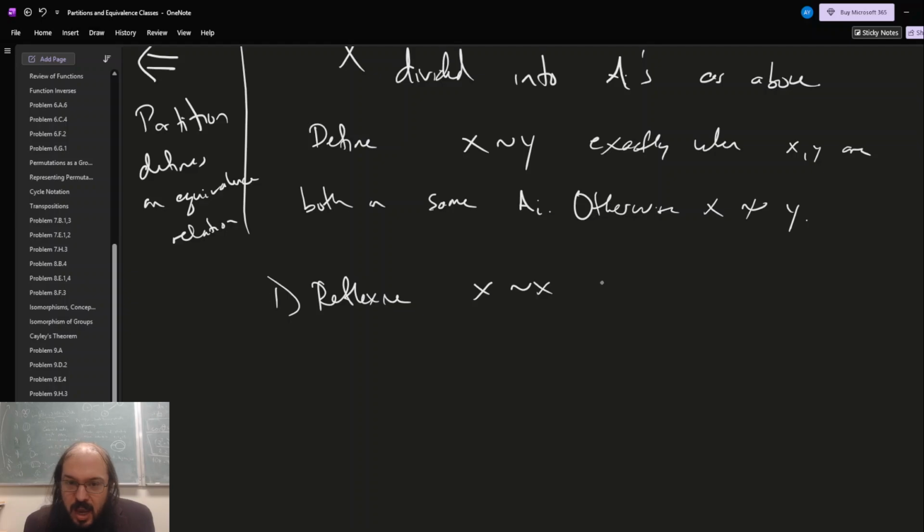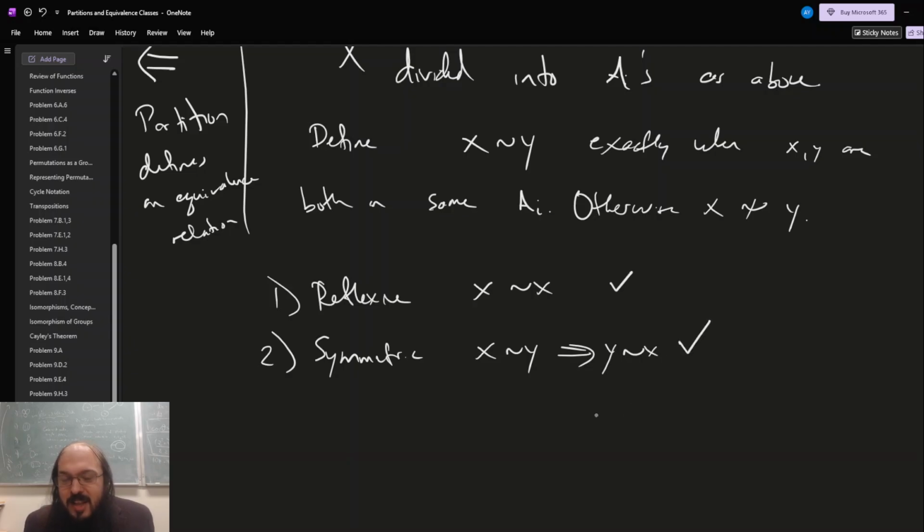Is X in the same class as X? Well, being in the same class is the same thing as being in the same partition set. And of course, every element is in the same A_i as itself. For symmetric, I have to see that if X and Y are in the same A_i, then if Y is in the same class as X, X is in the same class as Y. Now we're really being precise about the language, but of course that's also true.